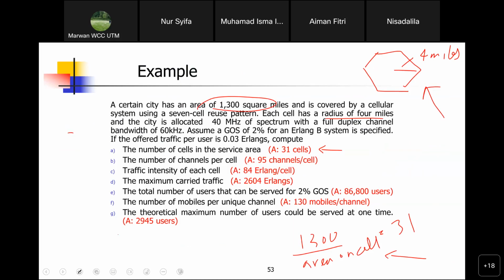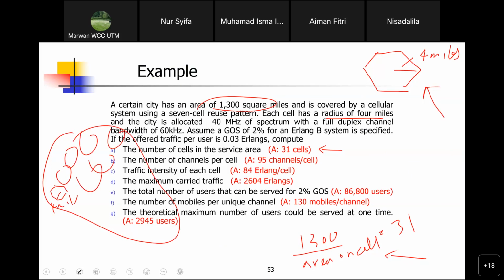So the area is 1,300 and one cell has a radius of only 4 miles. So how many cells do you need to cover the entire area? That area divided by the area of one cell, then you should be able to get 31 cells. So that area is covered by 31 cells, and one cell has 95 channels, and these 95 channels can serve more than 95 users because you introduce 2% of cost.